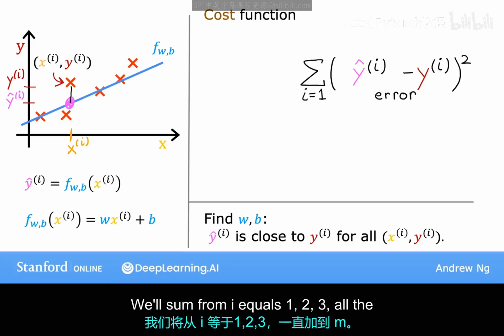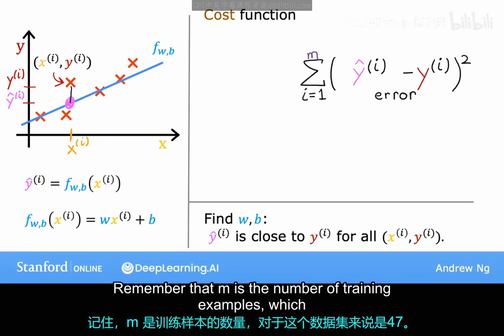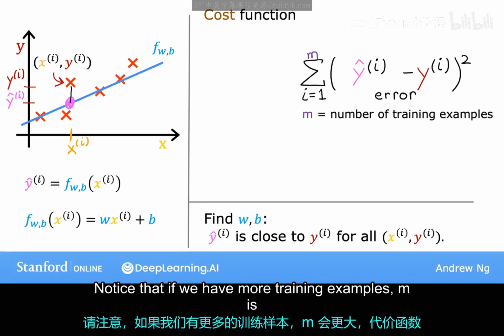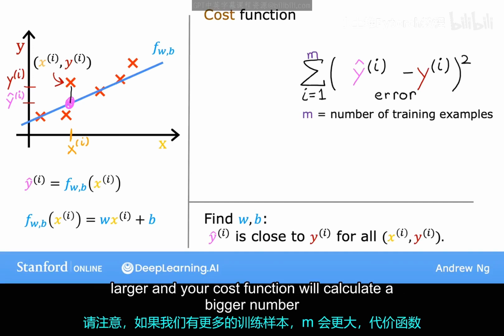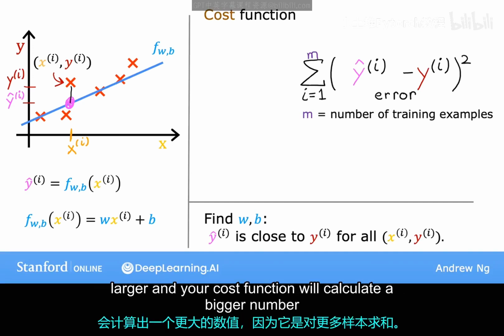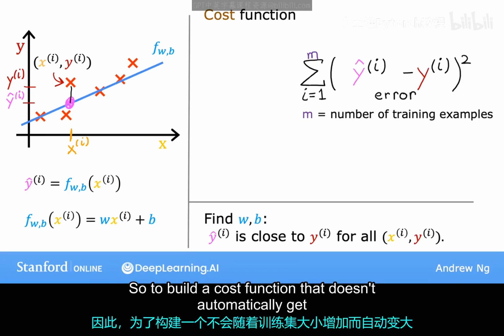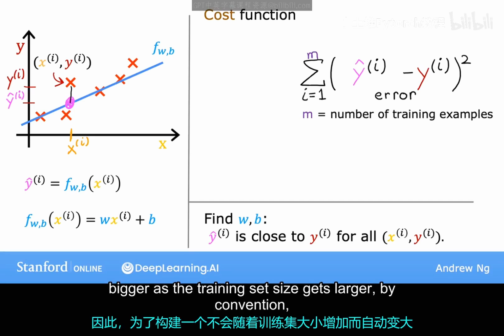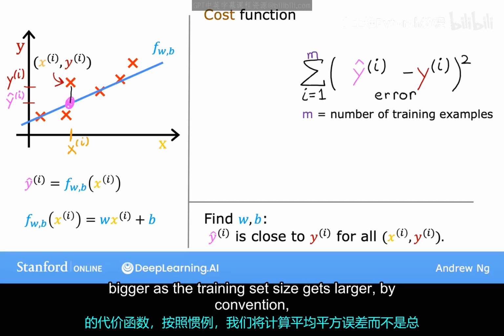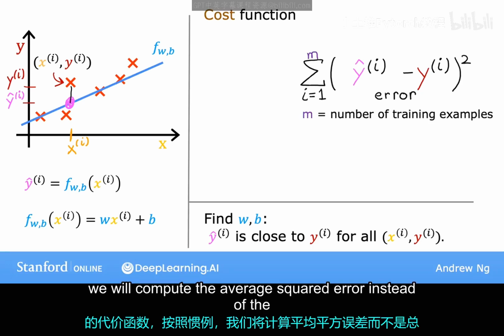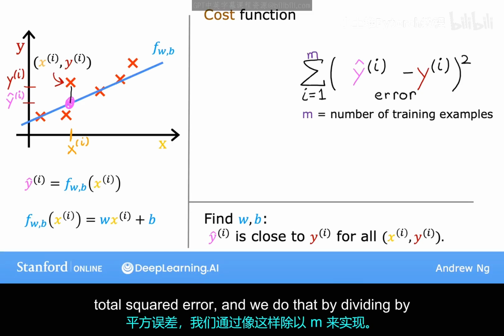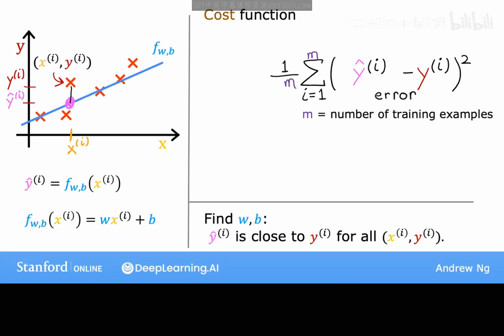We'll sum from i equals 1, 2, 3, all the way up to m. And remember that m is the number of training examples, which is 47 for this dataset. Notice that if we have more training examples, m is larger, and your cost function will calculate a bigger number since it's summing over more examples. So to build a cost function that doesn't automatically get bigger as the training set size gets larger, by convention, we will compute the average squared error instead of the total squared error. And we do that by dividing by m like this.